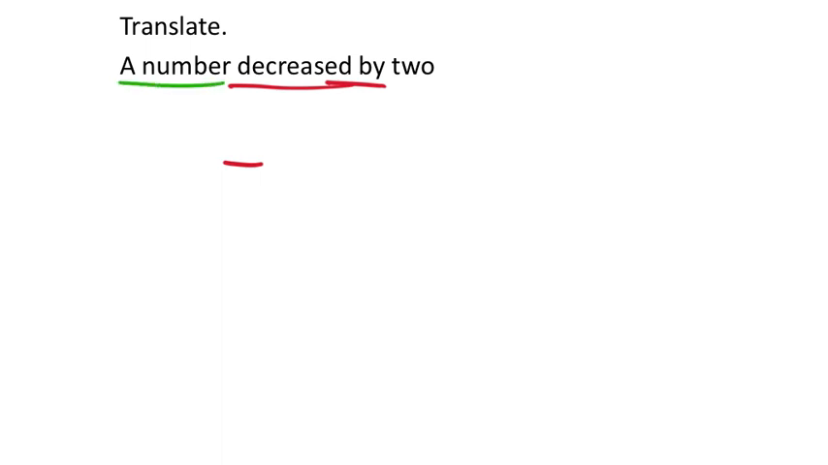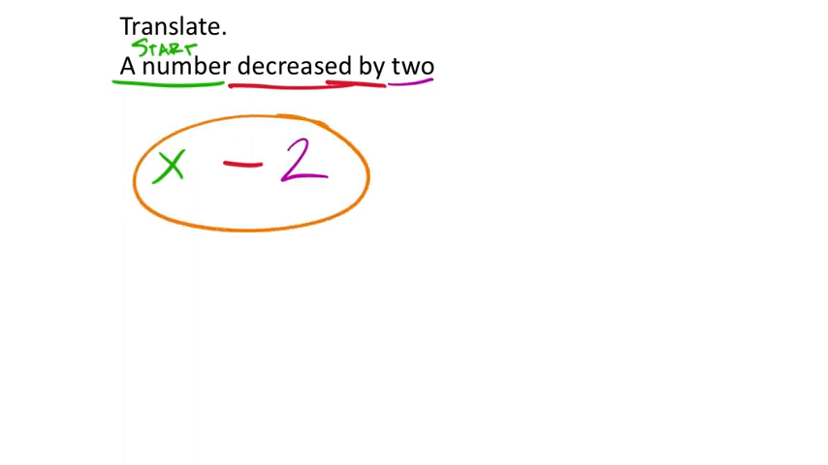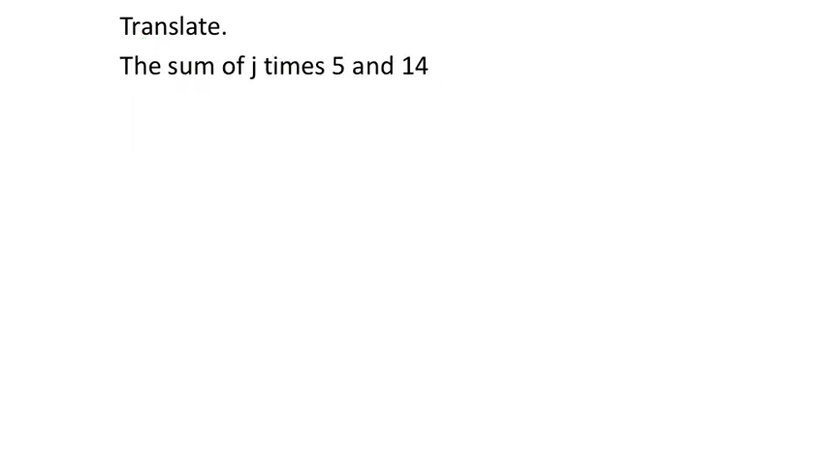So on this one, we're going to start with a number, which again, we don't know that value, which means we're going to use an x. And then we're going to decrease it by, so that's where the minus comes in, decrease it by 2. X minus 2. And again, you would not write this one as 2 minus x because you'd get something very different.